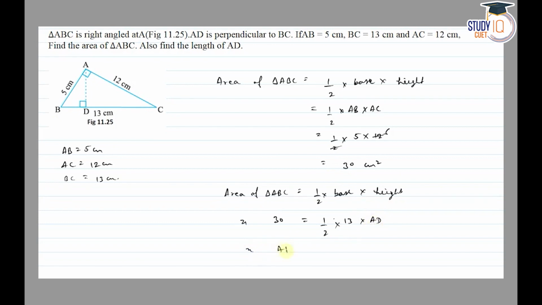So by cross multiplication, AD is equal to 30 into 2 upon 13. So इसे solve करने पर आ जाएगा हमारे पास 4.6 centimeter. So area of triangle ABC is 30 centimeter square and length of AD is 4.6 centimeter.